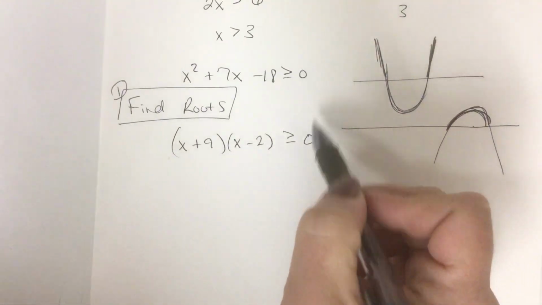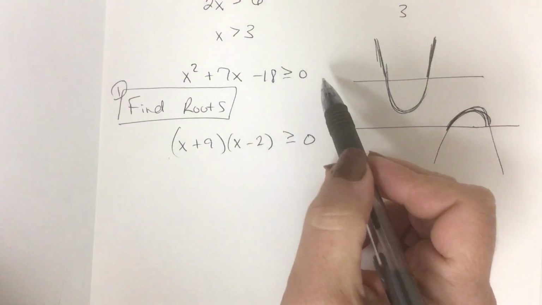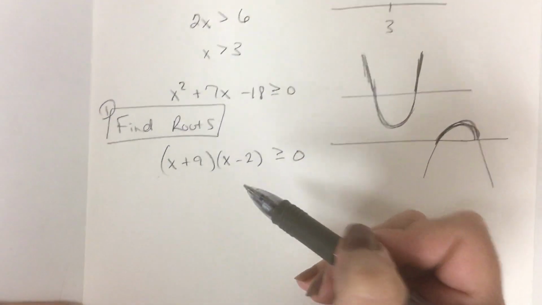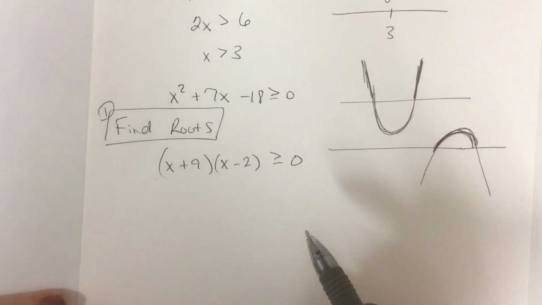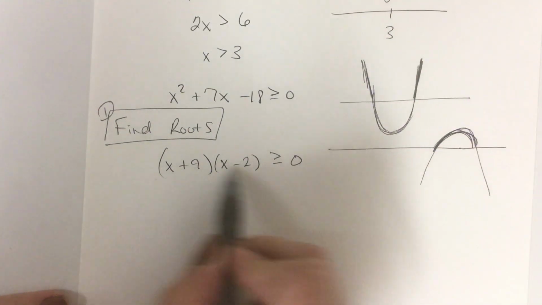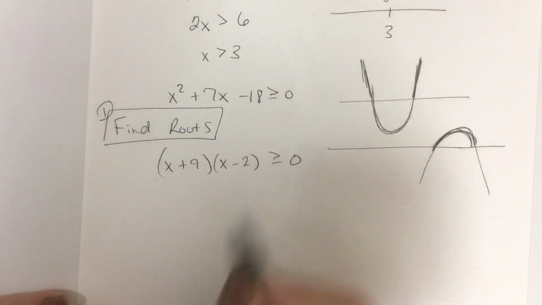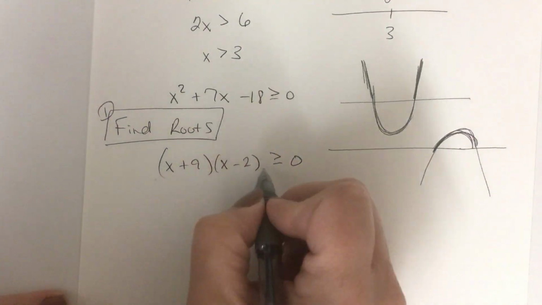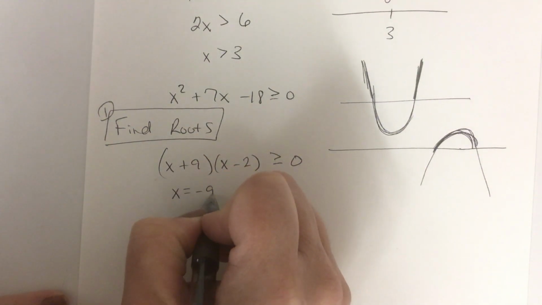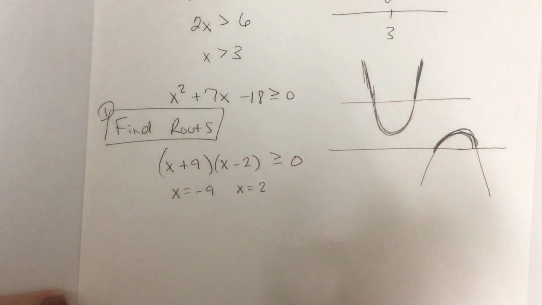We always want to compare it to 0. So if there's a number over there, you need to subtract it over, just like when you're solving a quadratic, you set it equal to 0. If we multiplied that out, we'd get plus 7x and a minus 18. So if I solve this, that gives me x equals negative 9 and x equals 2 for my roots.